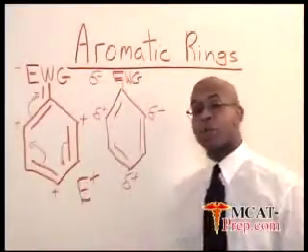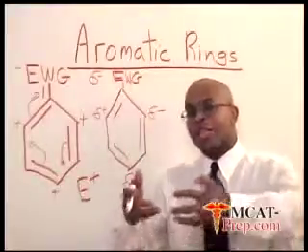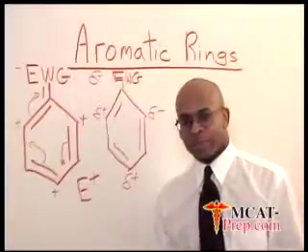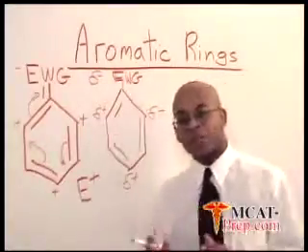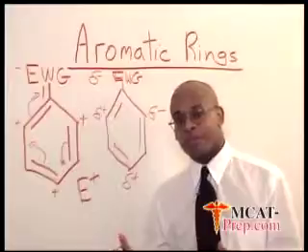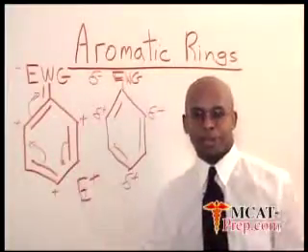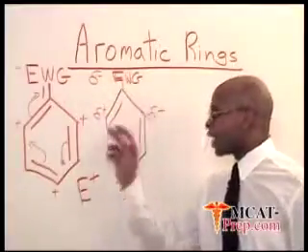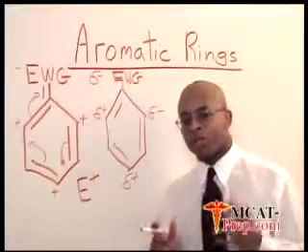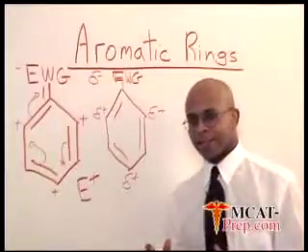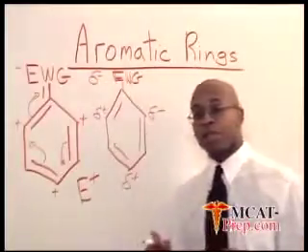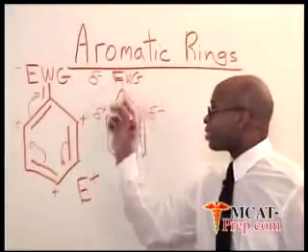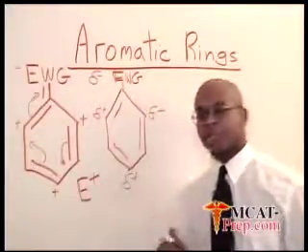So by having the electron withdrawing group, by pulling electrons away from the ring, it deactivates the ring. It makes the ring less reactive than it would have been had it just been a plain old benzene ring with nothing attached. And so electron withdrawing groups deactivate the ring, electron donating groups activate the ring. And electron donating groups are ortho-para directors, and electron withdrawing groups are meta directors.